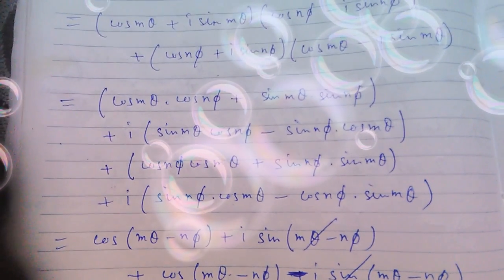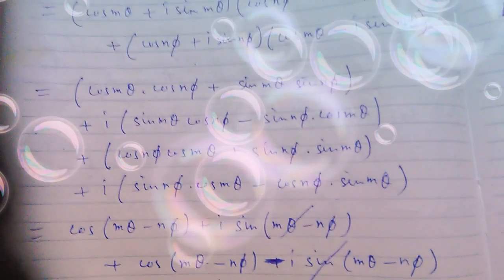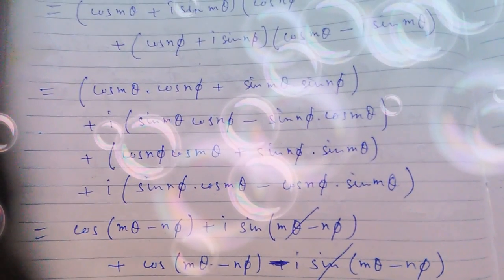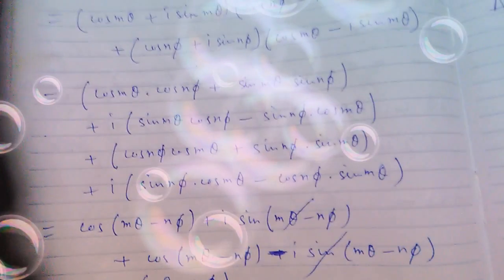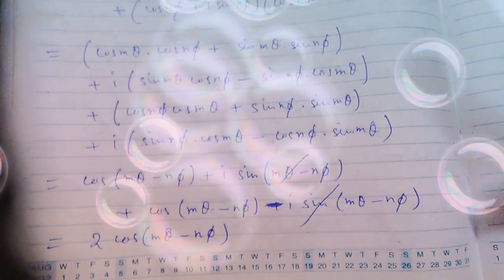If we use the trigonometric law, then we will get cos(nθ minus nφ) plus i sin(nθ minus nφ), plus cos(nθ minus nφ) minus i sin(nθ minus nφ). Here we get a minus sign, and these two imaginary terms are equal and opposite in sign, so they will be subtracted, and we will get 2 cos(nθ minus nφ).